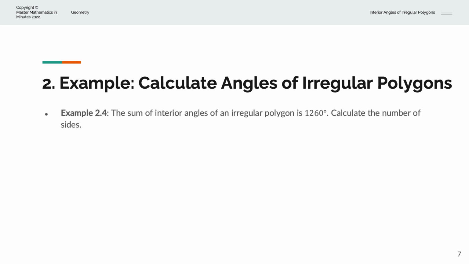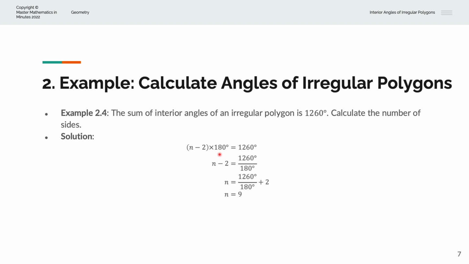In a fourth example, we're given that the sum of the interior angles of an irregular polygon is 1,260 degrees, and we're asked to calculate the number of sides. So, we know that the sum of the interior angles is given by n minus 2 multiplied by 180 degrees, and that holds for an irregular polygon. And we'll set that to be 1,260 degrees as given from the question. And the intention is to solve for n.